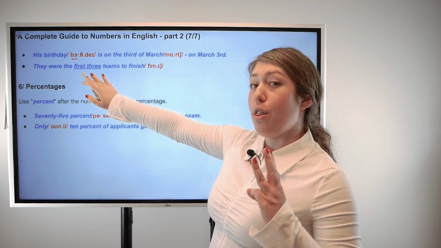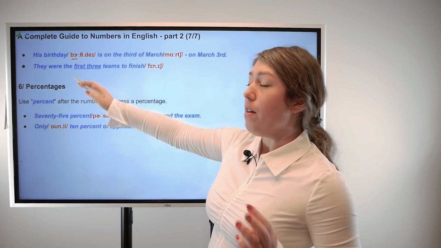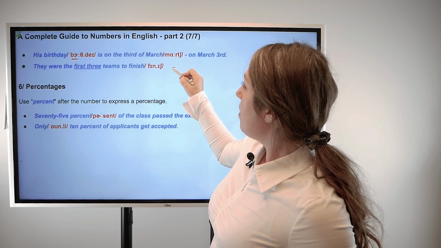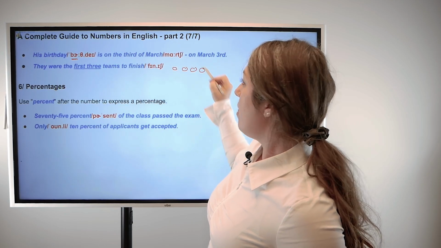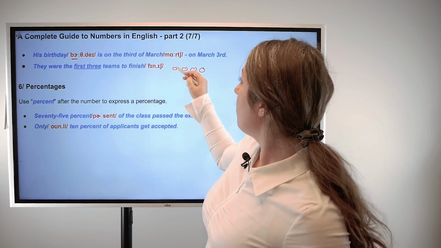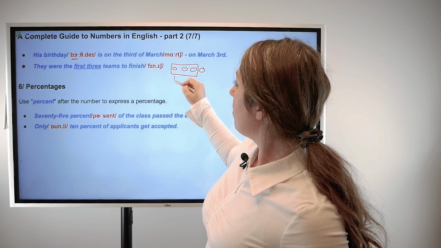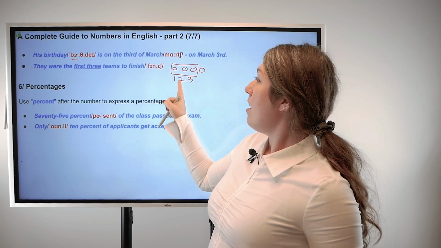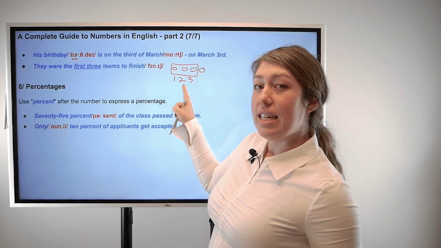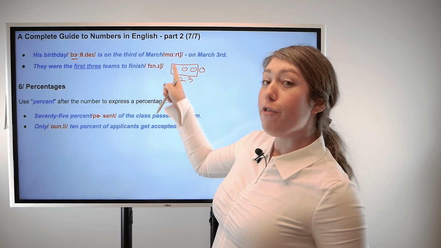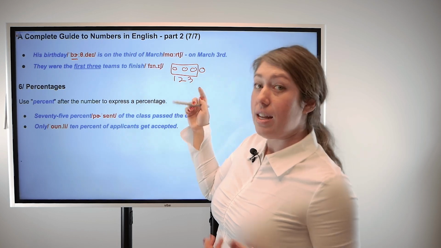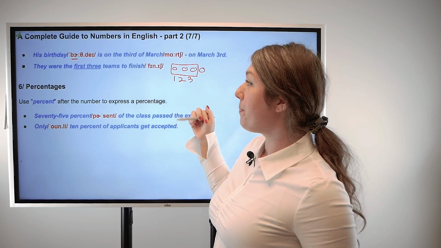They were the first 3 teams to finish. For example, if there were 4 teams competing, there was the first team, the second team, and the third team. They were the first 3 teams out of 4 to finish.